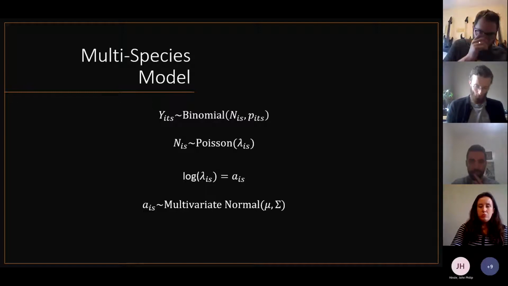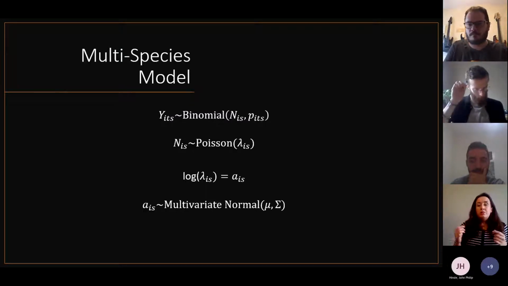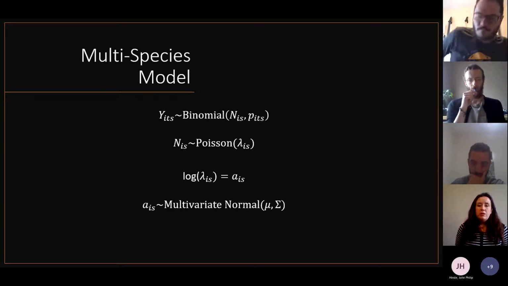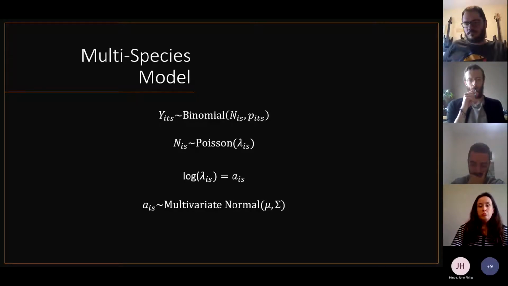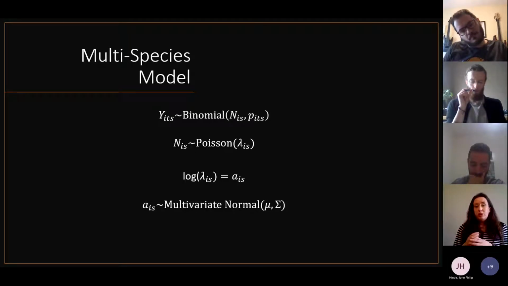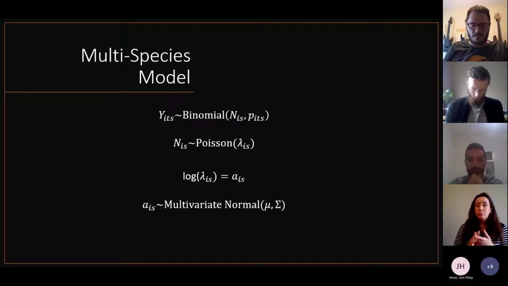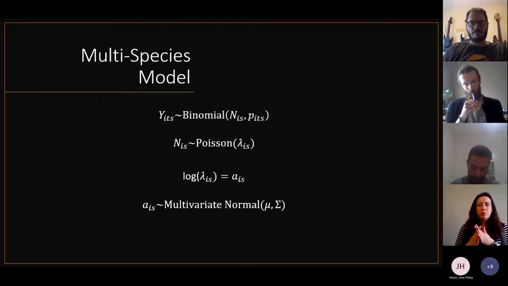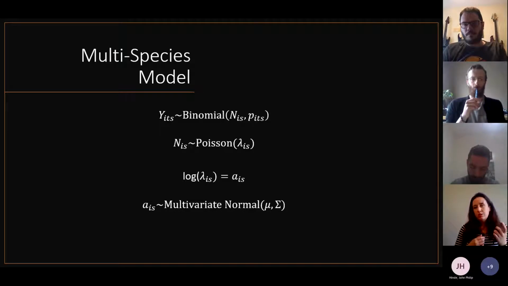And we are able to model multiple species simultaneously and to estimate the correlations between abundances of different species by allowing the rate parameter of our Poisson distribution, lambda, to depend on a random variable that we call A. And we let A have a multivariate normal distribution. So it has two parameters, a mean vector mu and a covariance matrix sigma. And it is because A follows a multivariate normal distribution with this covariance matrix sigma that we are able to estimate the correlations between abundances of different species.